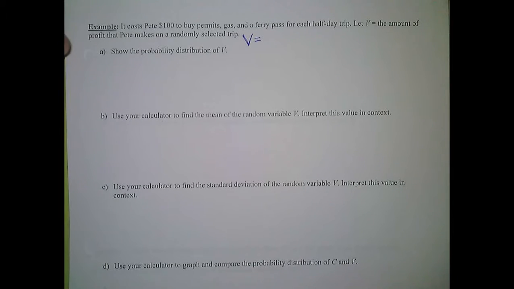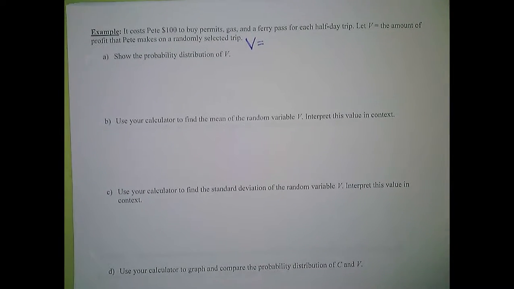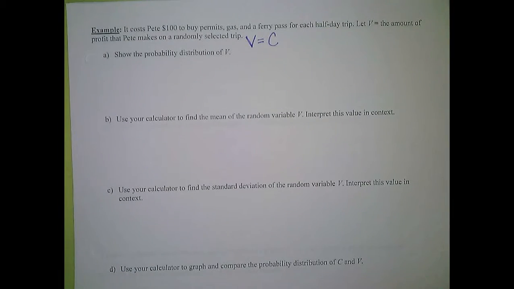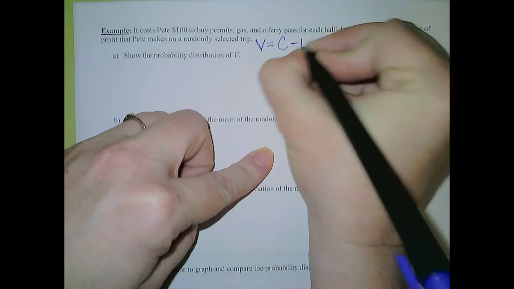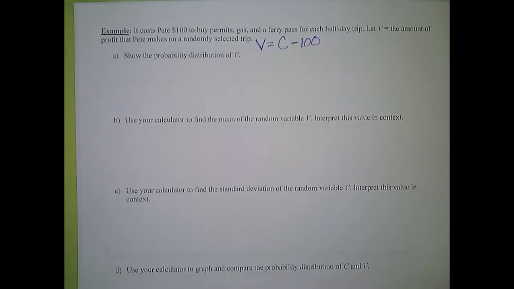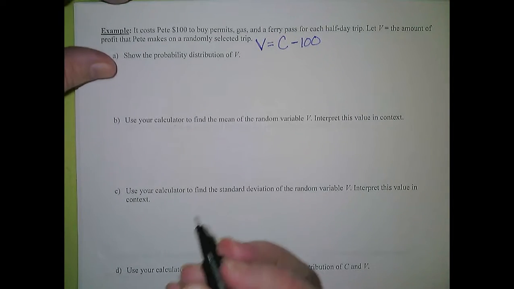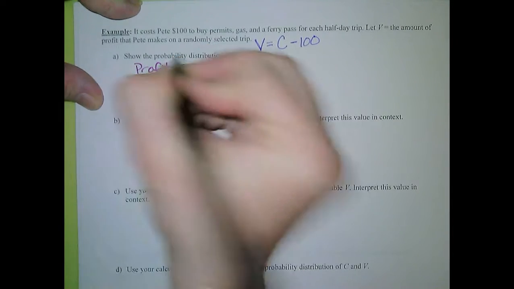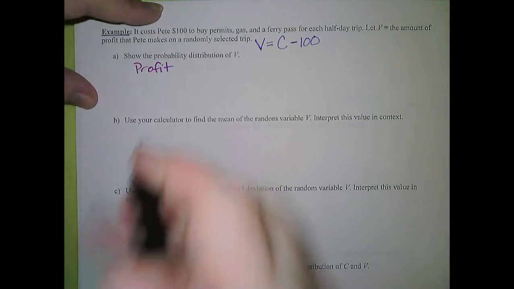And we said yesterday that the amount of money that he takes in, that he collects, is C. So to find V, we would have to find out how much money he collected total and subtract $100 from that, and that would actually be his profit. So if we looked at the probability distribution of V, we'd be looking at the profit, and we'd be looking at the probability of each of those profits.